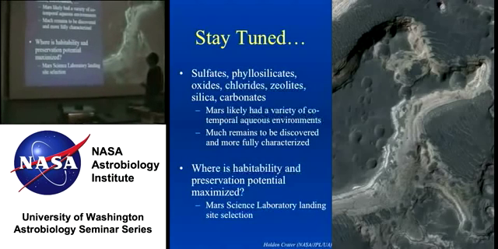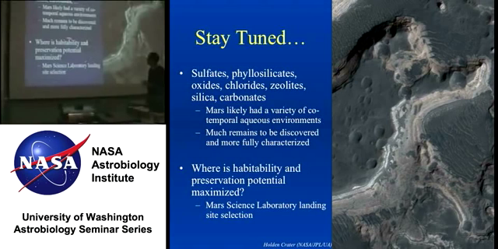And so to conclude, the conclusion is sort of a non-conclusion. It's basically stay tuned. We've got a wide variety of compositions on the surface. We're starting to understand it much better. It's a growing list. And what I think it tells us is that there's a variety of co-temporal aqueous environments on the planet. That shouldn't be a surprise, but it's something that we should be very aware of. And then much remains to be discovered and more fully characterized, as I said.